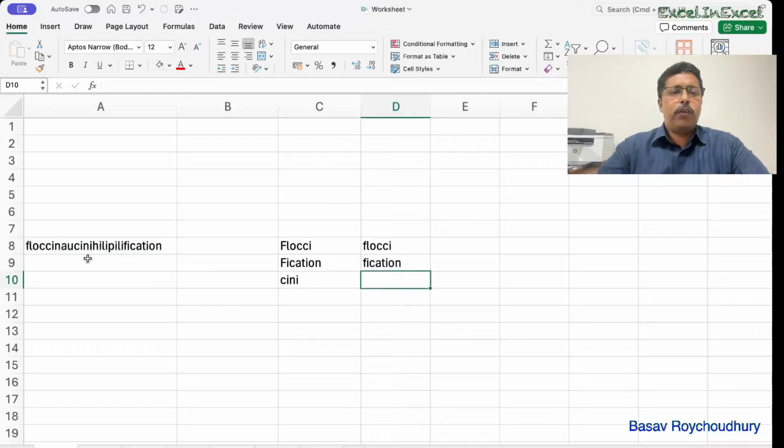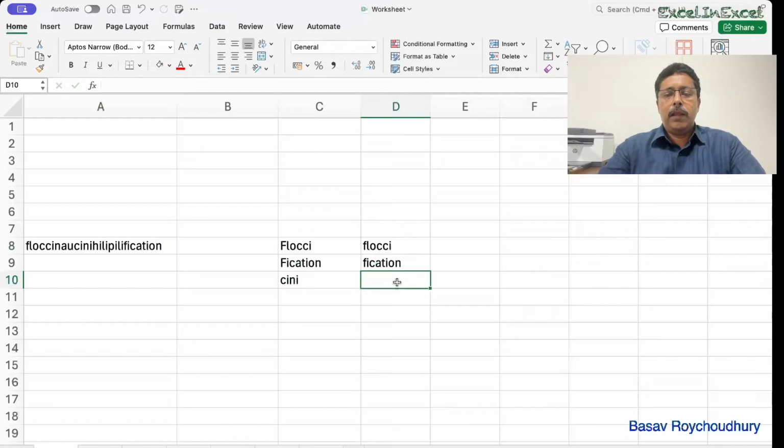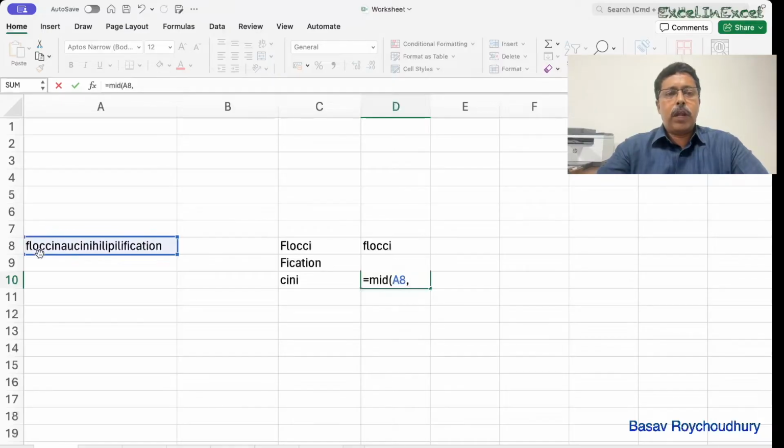On the other hand, if we look at cine, cine appears somewhere in between here, and therefore I have to take it from the middle, and therefore the mid function. So if I have to extract something from the middle, I use the mid function, and we take the text and find out at which position C appears. In this case, I have counted it, and I think it's 10. And cine has 4 characters. That means from the text floxinaucinihilipilification, from the 10th position, I extract 4 characters, and that should give me cine.